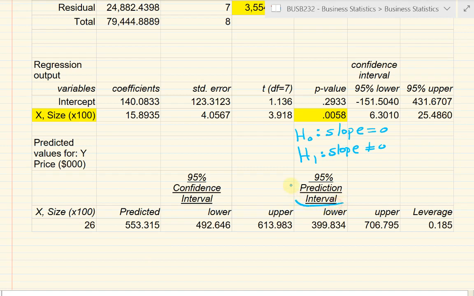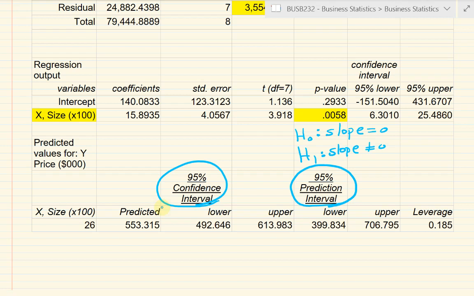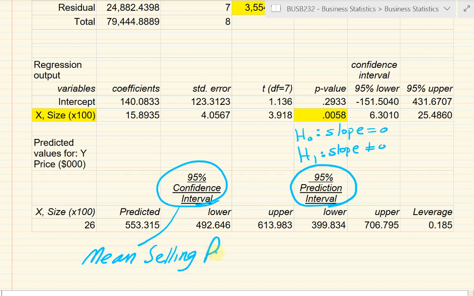And this one is what we call prediction intervals. Now, prediction interval is interesting, actually. What's the difference between confidence interval and prediction interval? Remember, the confidence interval is constructed about the mean. So with this one, we're looking at mean selling price. That means the average selling price of a 2,600 square feet home. The keyword is average, mean.